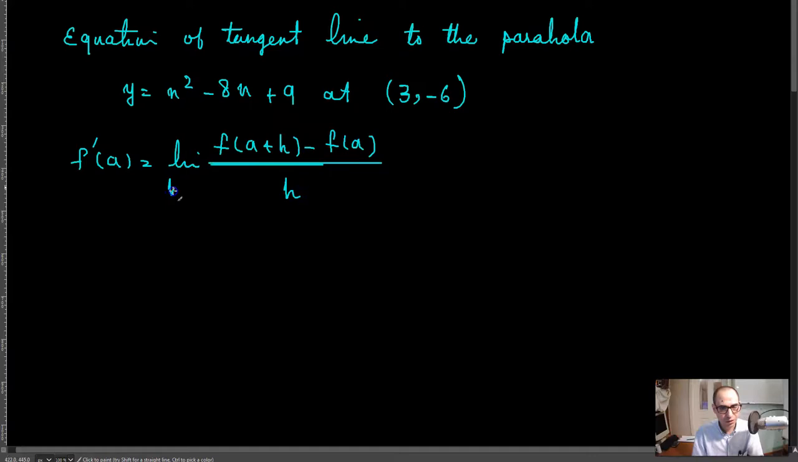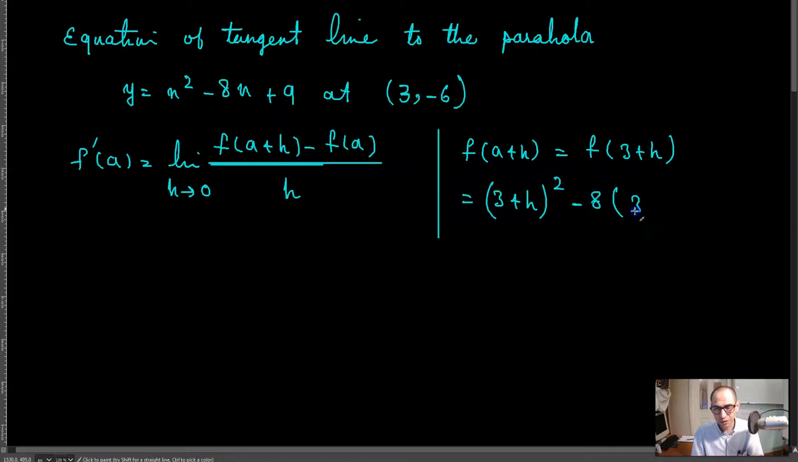Now in this case, your a is equal to 3. So then you can calculate f of a plus h, which would be f of 3 plus h. Based on this expression, it would be (3 plus h) raised to the second power minus 8 times (3 plus h) plus 9.